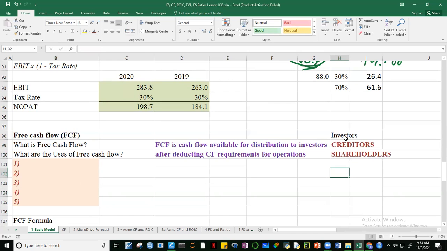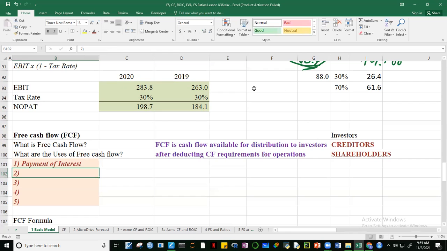So any suggestion? Yes, Carlo? Paying interest. Yes, correct. Thank you, Carlo. Distribution to investors, and who are the investors? Creditors, right? So what do we pay creditors for? You're correct. Payment of interest. That's right. So this is payment of interest. That's one use of free cash flow.